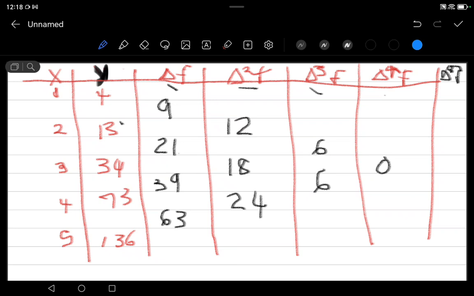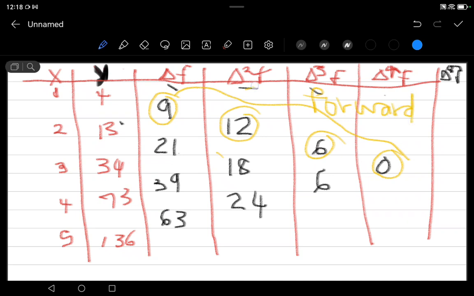So these values, let me just circle them. These values that I'm circling are the coefficients of the forward difference. The one that I'm circling, it's for forward, okay? It's the coefficient of the forward difference. It's a forward difference, the circled one.